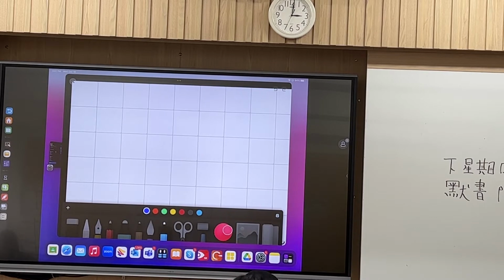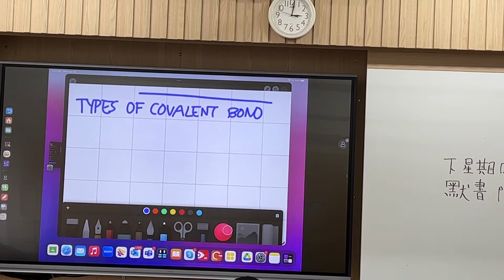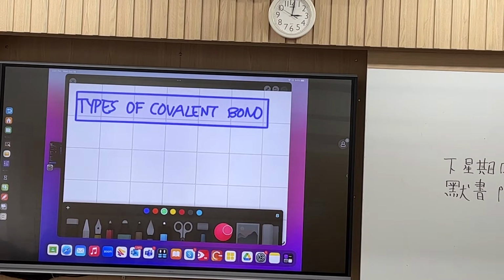There's a special type of covalent bond known as dative covalent bond that I want to discuss with you now. So put it on a new page. Types of covalent bond. First, put that. Recall that covalent bond is formed by sharing of electrons.